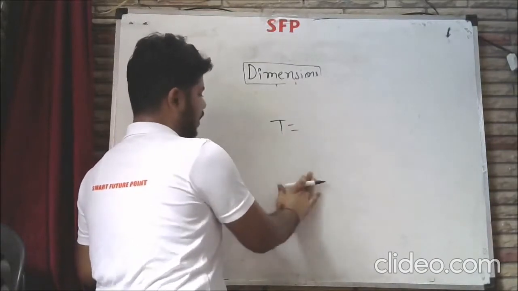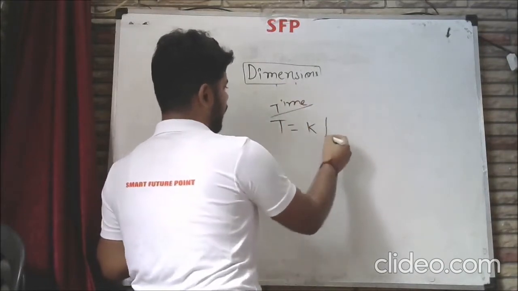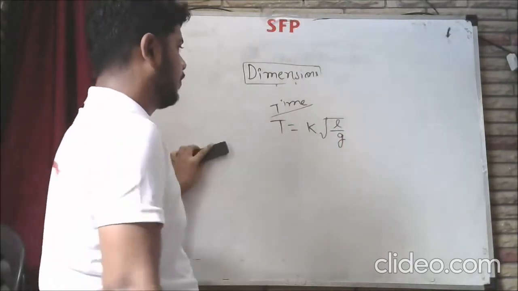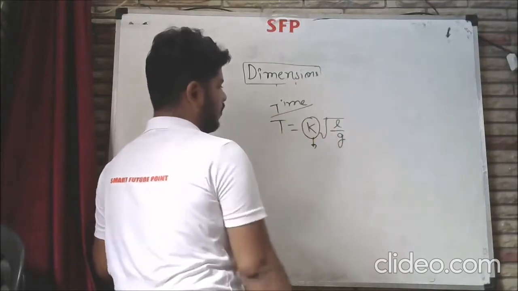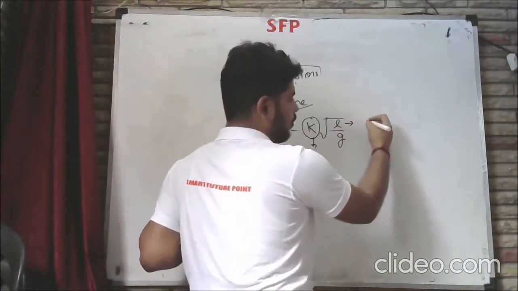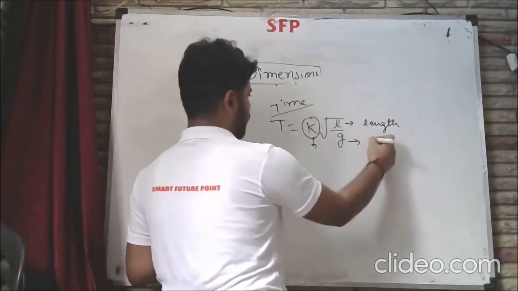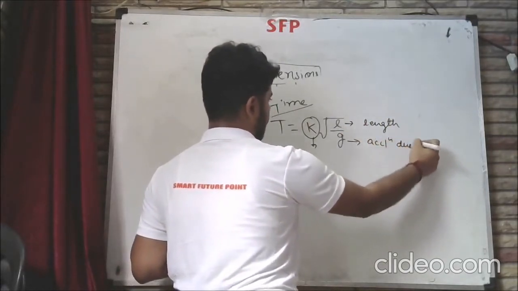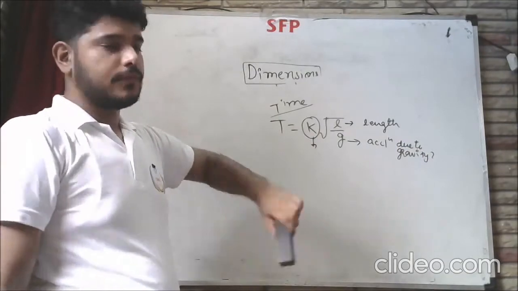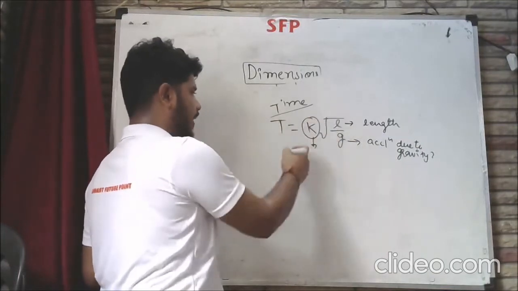Fine. So if I say that time period is represented, this is T representing your time, T equals K root L by G. What is the dimension for this? L is representing your length and G is representing your acceleration due to gravity. Now I'm going to find the dimension of this. What will I do? I'm going to square both the sides. It will make the equation easier.